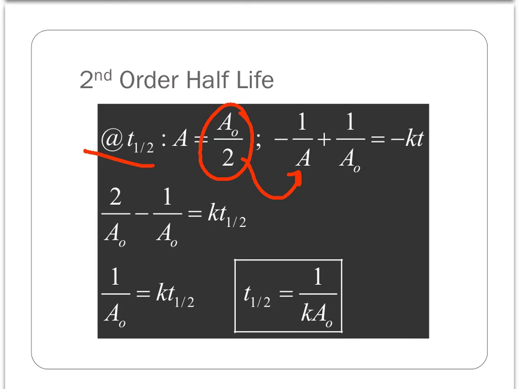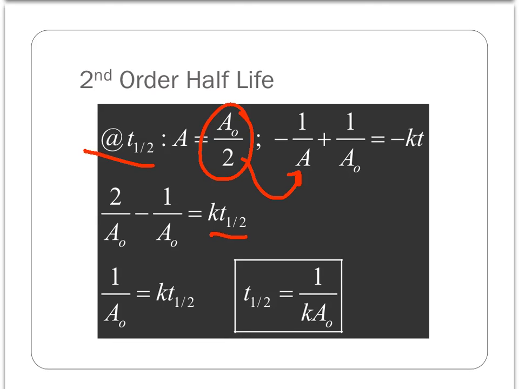All right, the algebra gets a little messy here because we're dealing with fractions, but we get 2 over A0 minus 1 over A0 is equal to k t 1/2, because I'm specifically at the half-life. Solve that left-hand side, and we get 1 over A0 equals k t 1/2. Solve for t 1/2, and we get 1 over k A0.